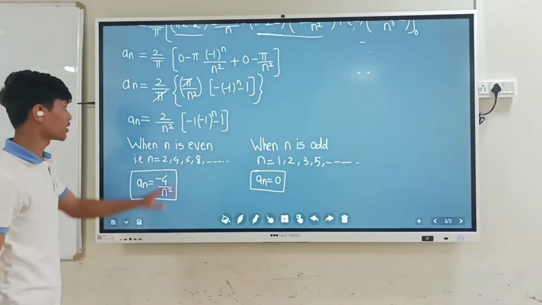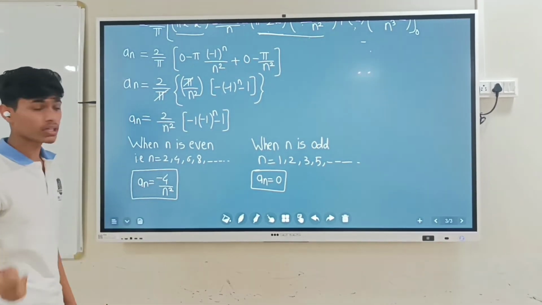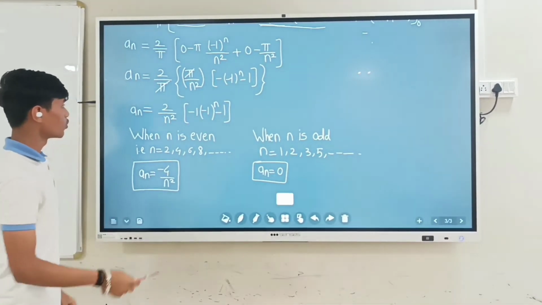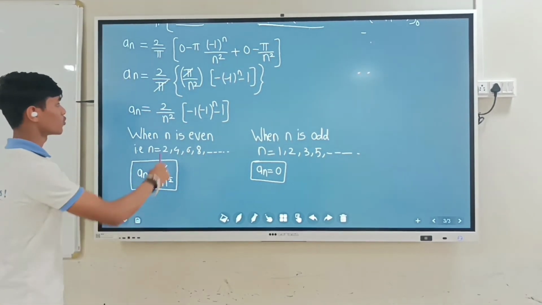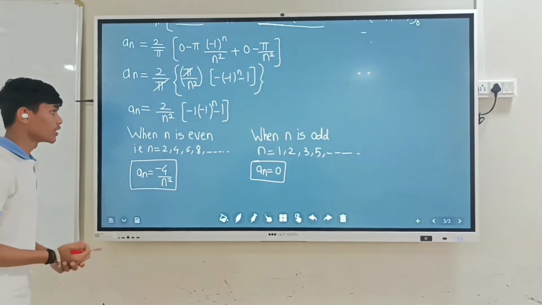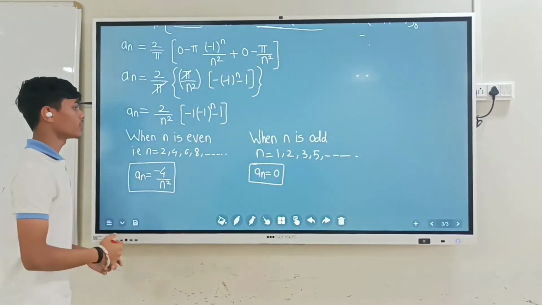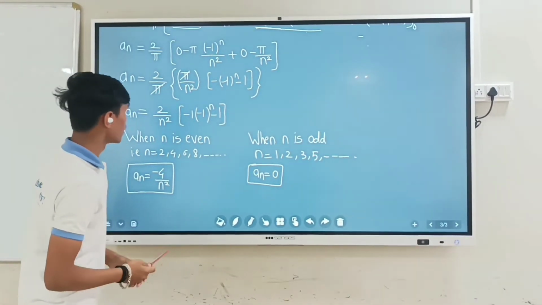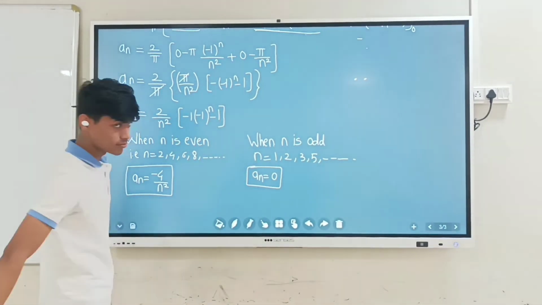Now we have to check whether n is even or odd. First we will check when n is even, terms like 2, 4, 6, 8. So we put the even term in place of n. We put 2, and the value of the equation becomes -4 upon n squared. When n is odd, terms like 1, 3, 5, the value of the equation becomes 0.